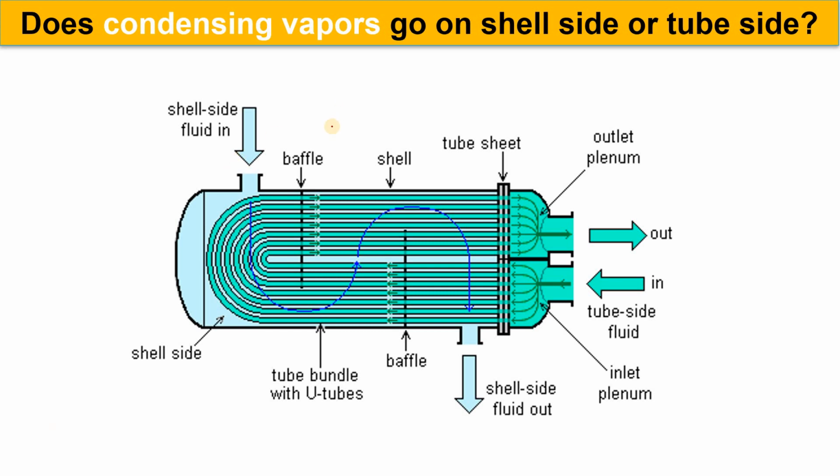Here you can see a diagram of the shell and tube heat exchanger. This is your shell, where the shell side fluid will go in from here and come out from here. The tube side fluid will go in from here, and there is the partition, and then it will travel through the tubes like that, and from here it will come out. And here are the baffles which we have used.